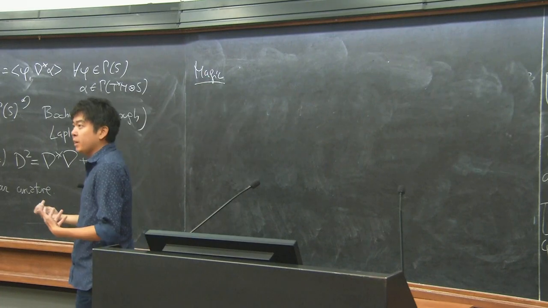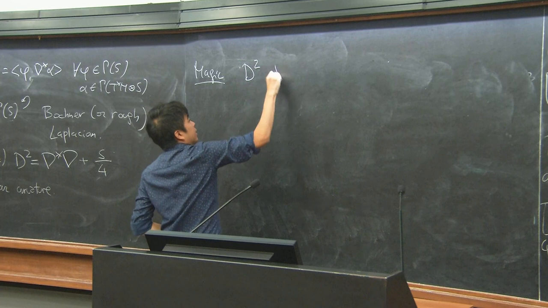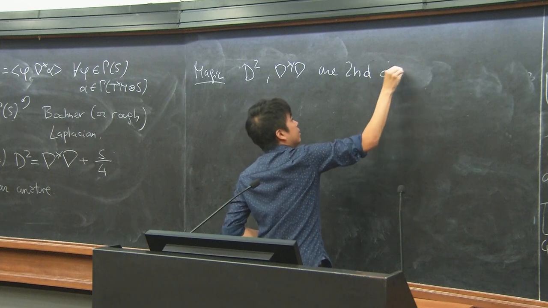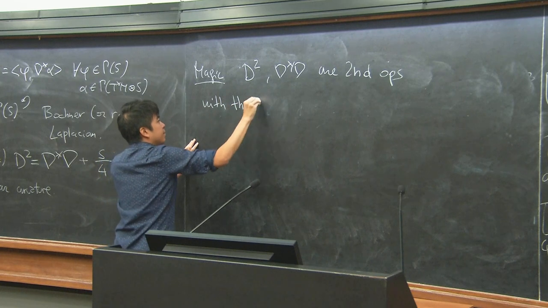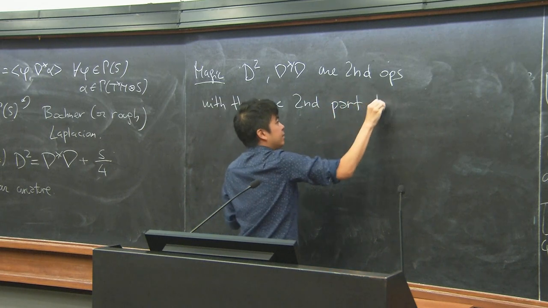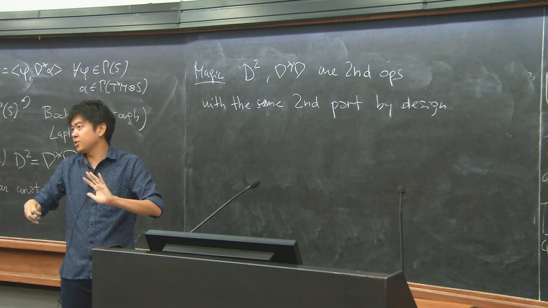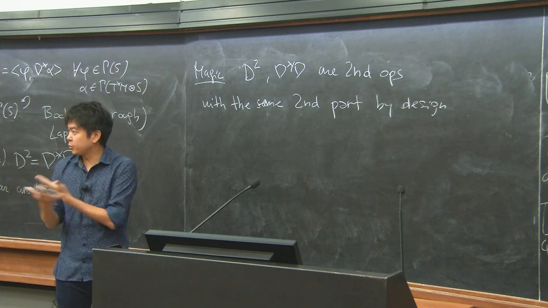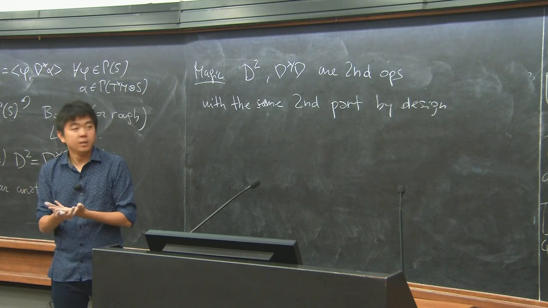So the magic: we were looking for a square root of the Laplacian. So it's not surprising that d squared and nabla star nabla are second order operators with the same second order part, by design. We were looking for an operator that squares to the Laplacian on R^n, so it's not surprising that the second order parts are the same. But if you take the difference of two operators which have the same second order parts, you expect that to be a first order operator.